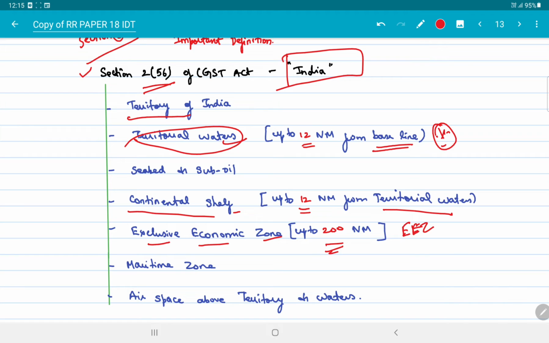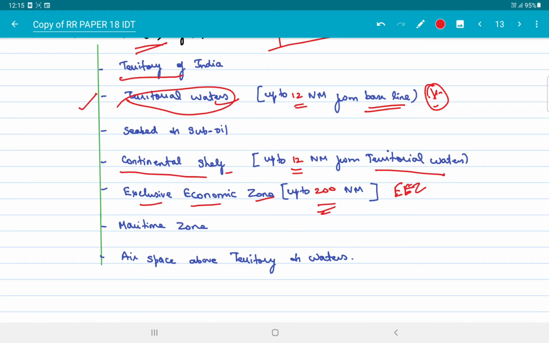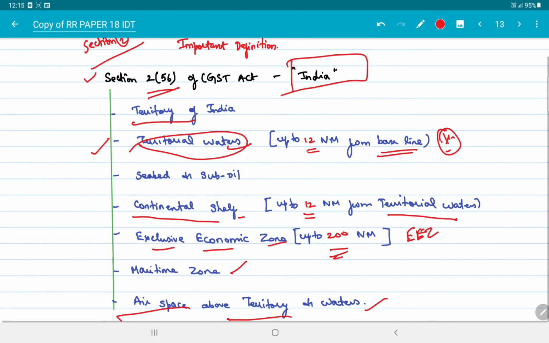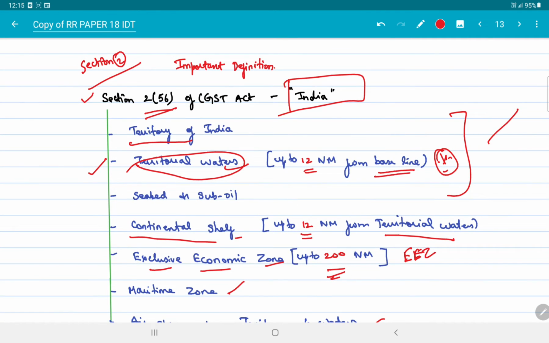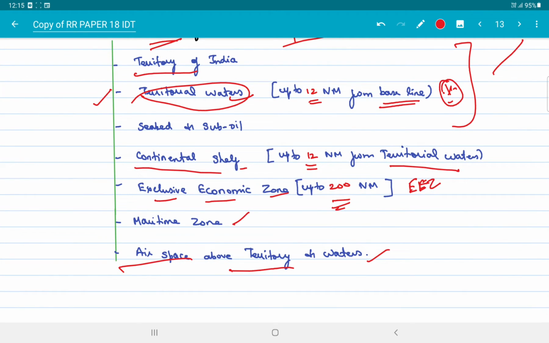Exclusive economic zone. So up to 12 nautical miles from the baseline it is territorial water. Another 12 nautical miles, that is from the baseline till 24 nautical miles, it is the continental shelf, and up to 200 nautical miles it is the exclusive economic zone, EEZ, maritime zone. The airspace above the territory and territorial water is also included as India. So this is the definition of India.